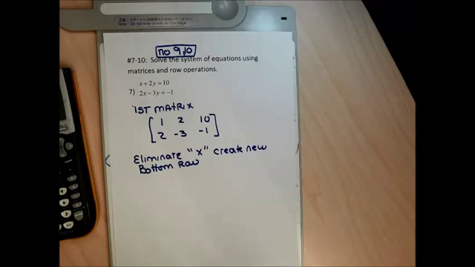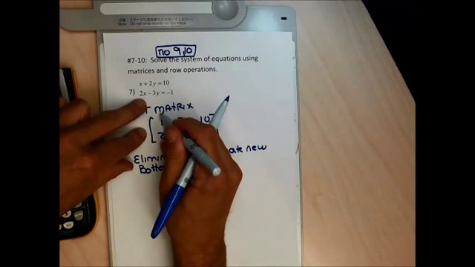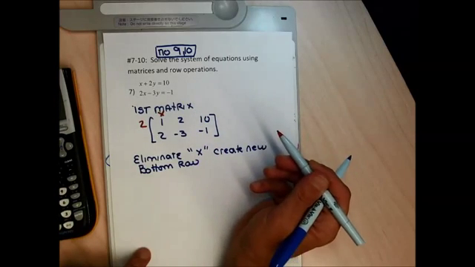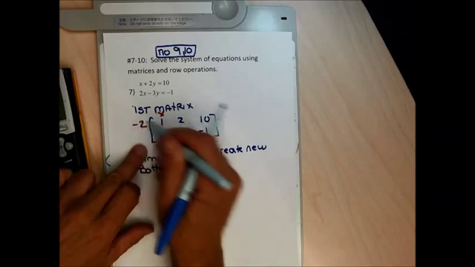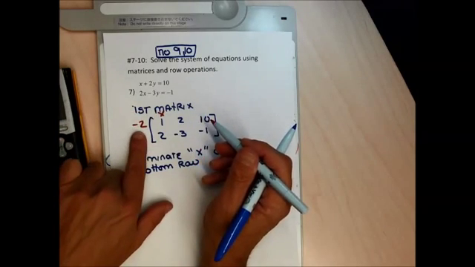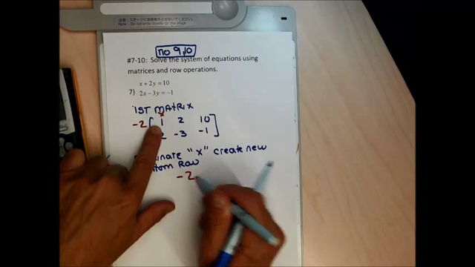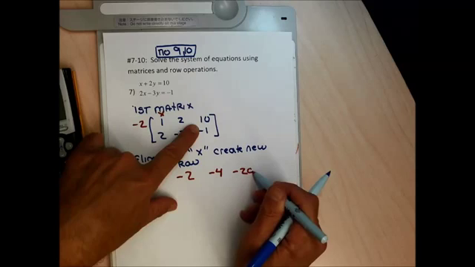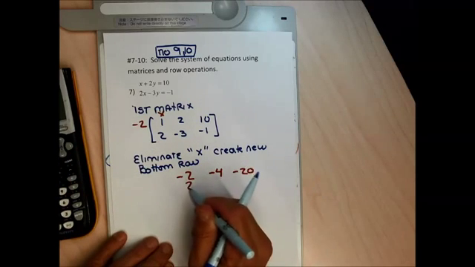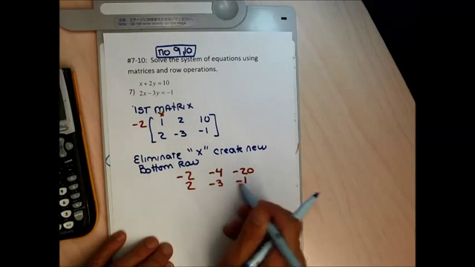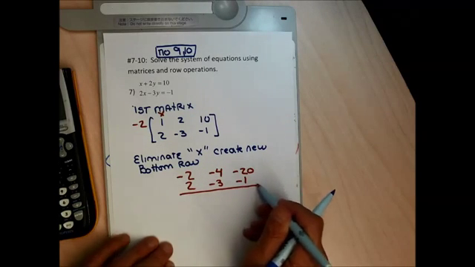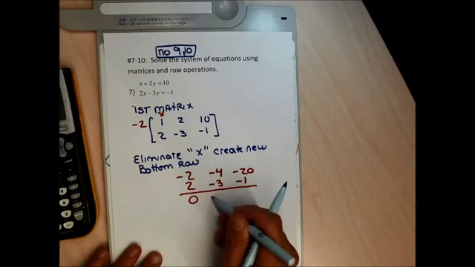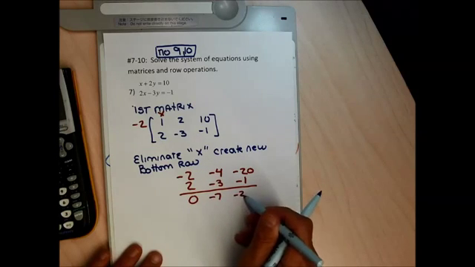So how am I going to eliminate the x's? Well, the x's are here. I'm going to make that x have a negative 2 in front of it by multiplying everything in the top row by negative 2, and that's going to make the x's cancelable. So I'm going to multiply negative 2 times 1, negative 2 times 2, negative 2 times 10, and stack that on top of 2, negative 3, negative 1. This is potentially my bottom row unless there's a number I can divide out. When I add these here, I get 0, negative 7, and negative 21.